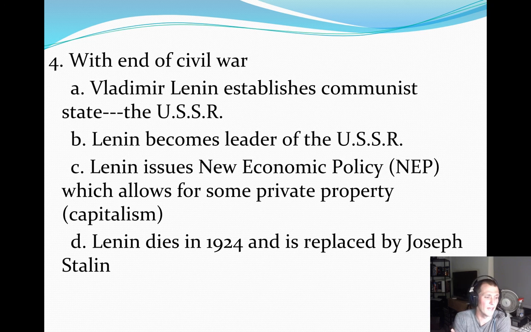You're going to get this New Economic Policy, the NEP, which changes some things around because they're trying to placate some people. You're going to allow some private property and capitalistic ideas, but Lenin's going to die in 1924. He's going to be replaced by Joseph Stalin. Okay.